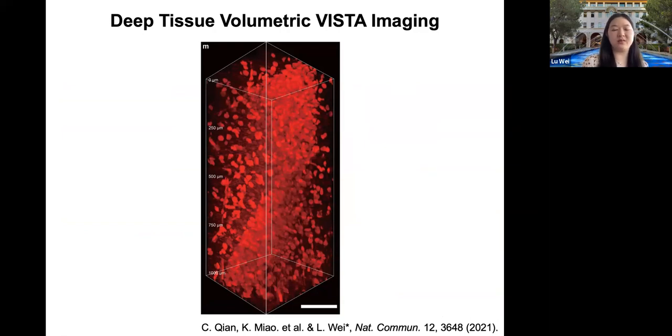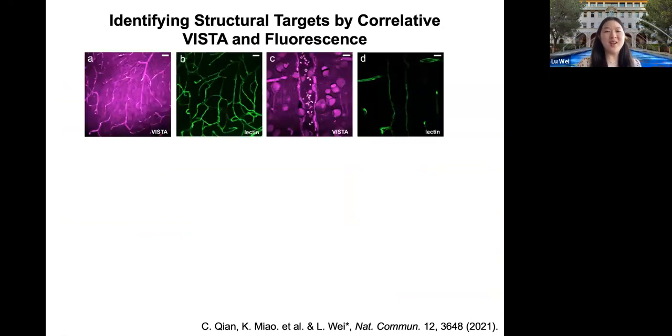So, we have a very long title for a paper. Okay, so that goes back to my earlier point. We're not satisfied with the structure. We want to get more information. To do so, we really need specificity. So we did correlative fluorescence and VISTA imaging on the expanded samples, trying to see what exactly those structures are. And we did confirm by correlative fluorescence imaging that those are indeed nice blood vessel structures, and even likely artery structures with red blood cells.